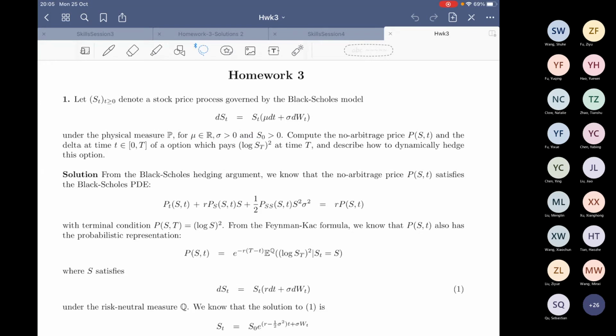From the usual Black-Scholes hedging arguments, although we may have focused mainly in the notes on the European call option case, it's the exact same argument for any terminal payoff f of S_T. It's the same argument that leads to the same PDE we have here.